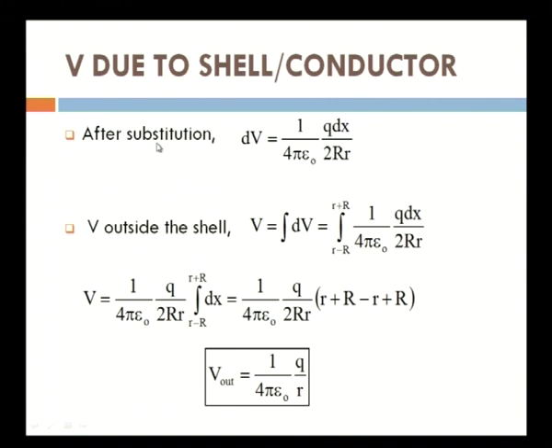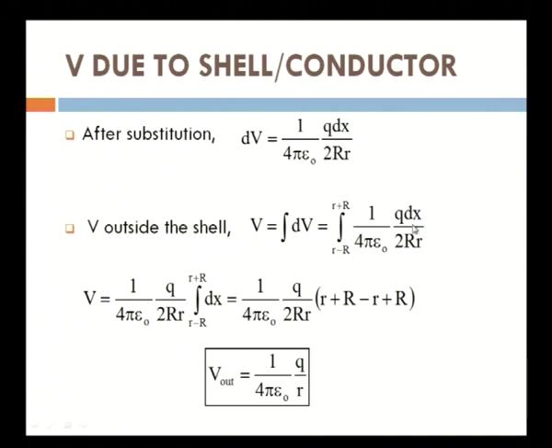Now, we have found certain terms to be replaced in the regular integral, and we use those relations to do the integration. After the values are substituted, the expression for the dV is obtained in this form: 1 divided by 4 pi epsilon naught, q dx divided by 2 R r. Now, we have to integrate it keeping in mind which point we are interested in. The first point is an outside point. So, we choose the limits for the integral from r minus R to r plus R. When we take this limit, it will cover any point which is outside the shell.